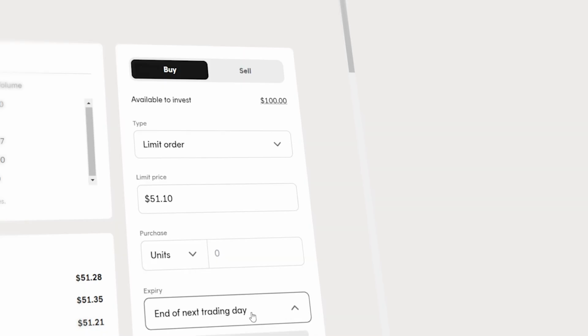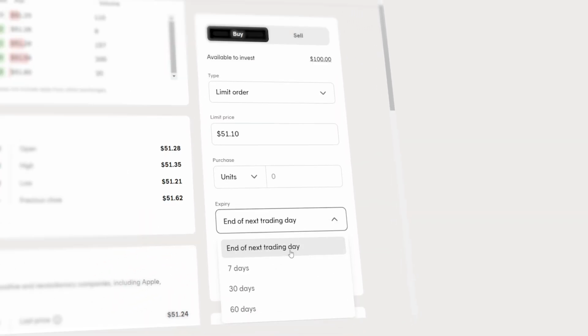So we can see, we can choose the expiry as well. So we can choose end of next trading day and up to 60 days if we want to. So this order will stay in the market for up to 60 days until it expires or until I cancel it.